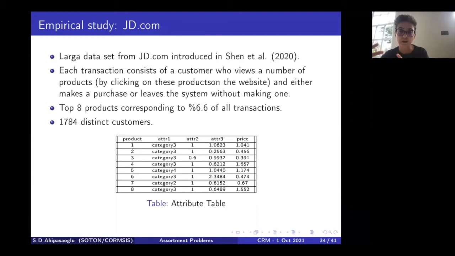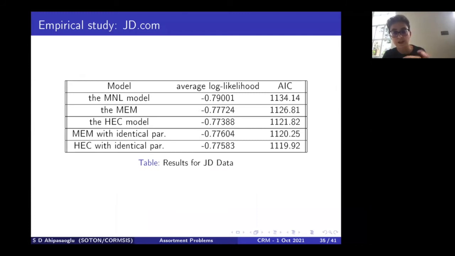As I said, it's very hard to have data sets good for the assortment problem, but this gives us a reasonable data set that we can assume to be appropriate. It was very large with many, many products, so we decided to look at the top 8 products. We found that there were 1,784 distinct customers that bought these 8 products or looked at assortments with these 8 products. And these are the attributes; there are 4 attributes for each product. We fit the classical MNL model, our MEM model, the HEC model, and then the MEM and HEC models where we have identical parameters for all the items, but a free parameter for the outside market.